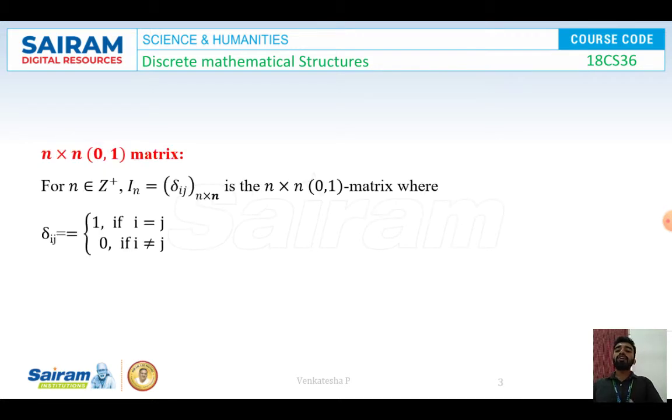Next is the n cross n 0-1 matrix. For all n belonging to the positive integers Z plus, In is equal to delta ij, the n cross n 0-1 matrix, where this delta ij is given by 1 if i is equal to j, and it is given by 0 if i is not equal to j.